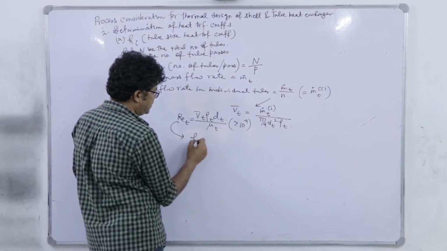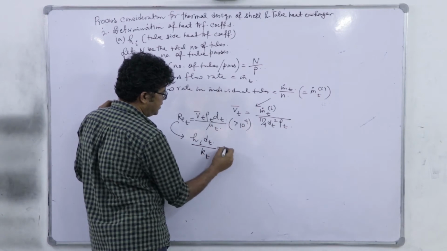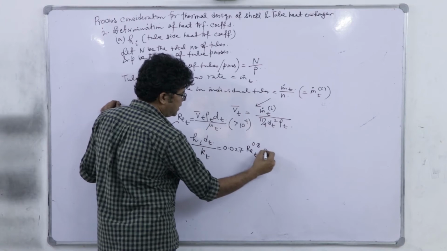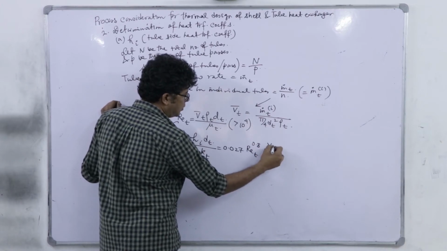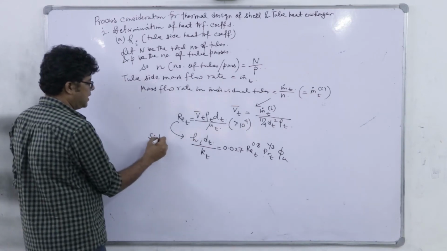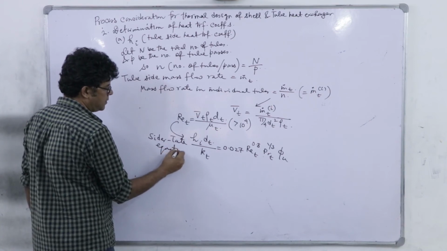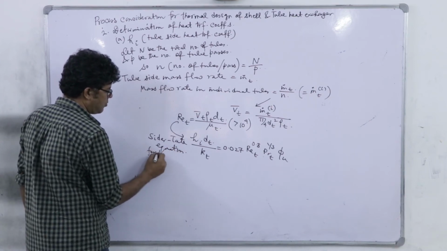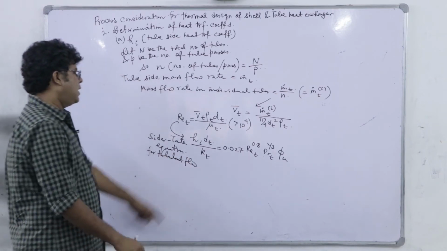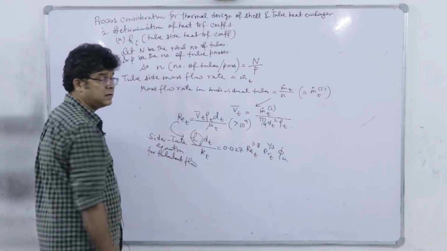So, from there, HI into dt divided by KT equals 0.027, Reynolds number to the power 0.8 into Prandtl number tube side to the power 1/3 into phi u, the viscosity correction factor. So, we are using the C dot A equation for turbulent flow, and we can get this HI value.